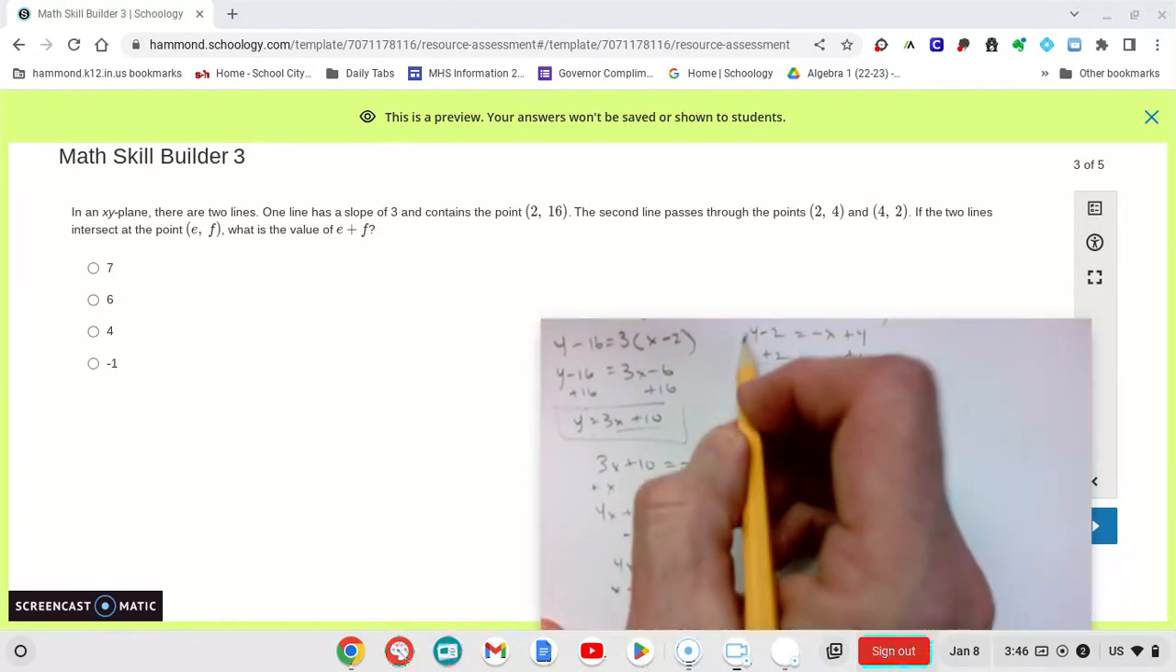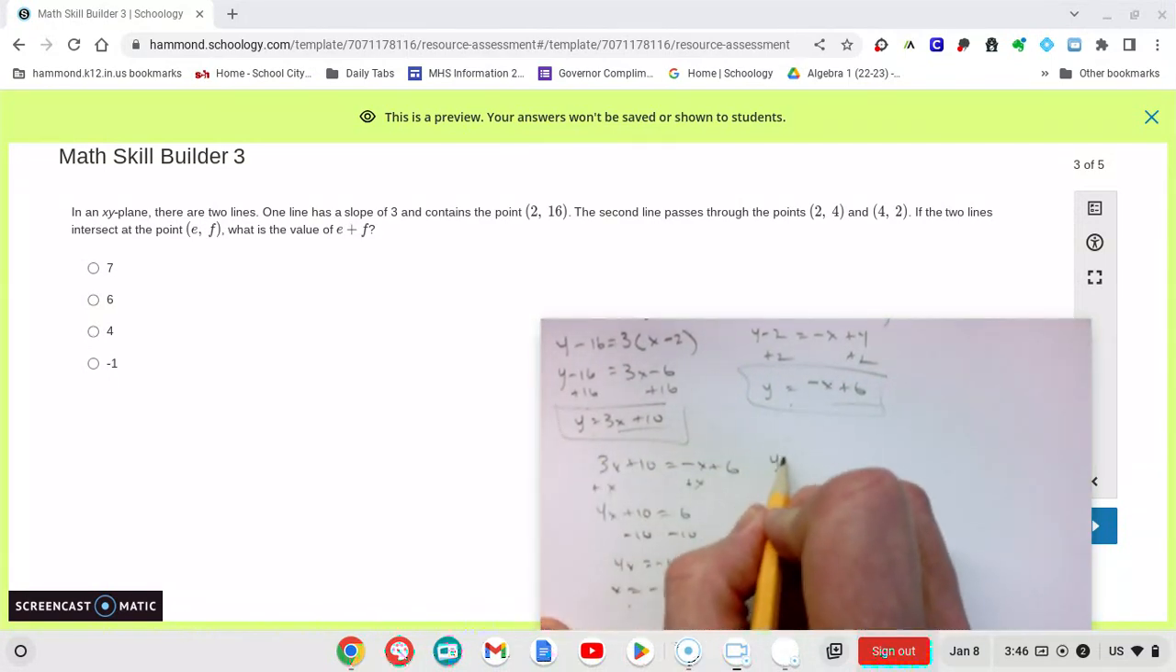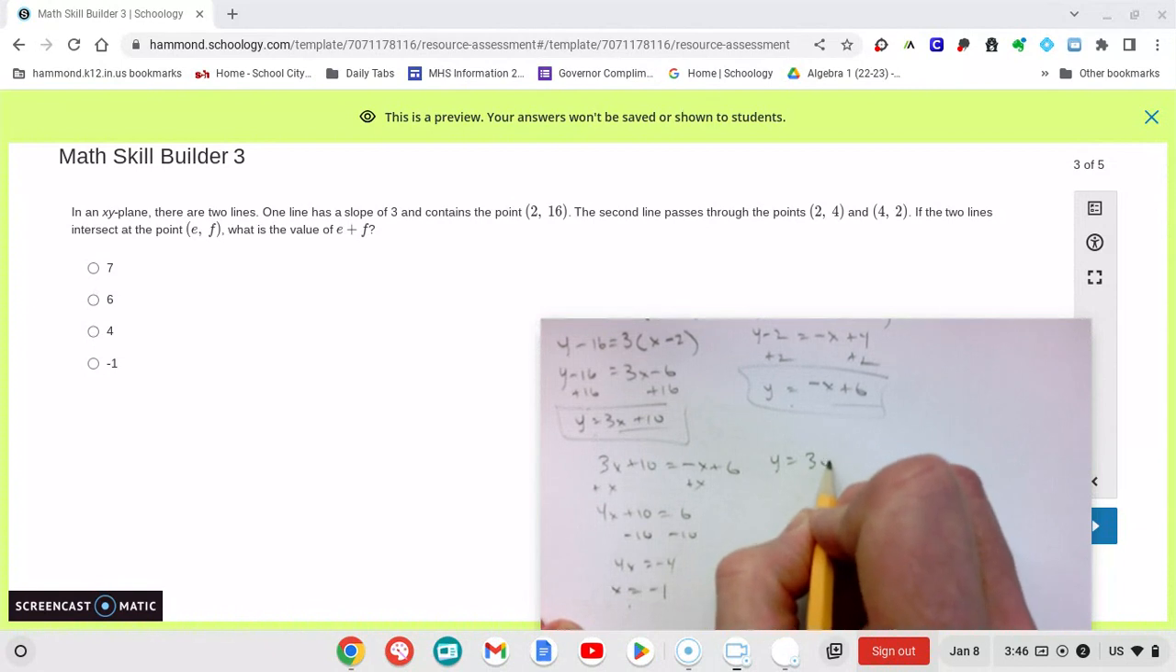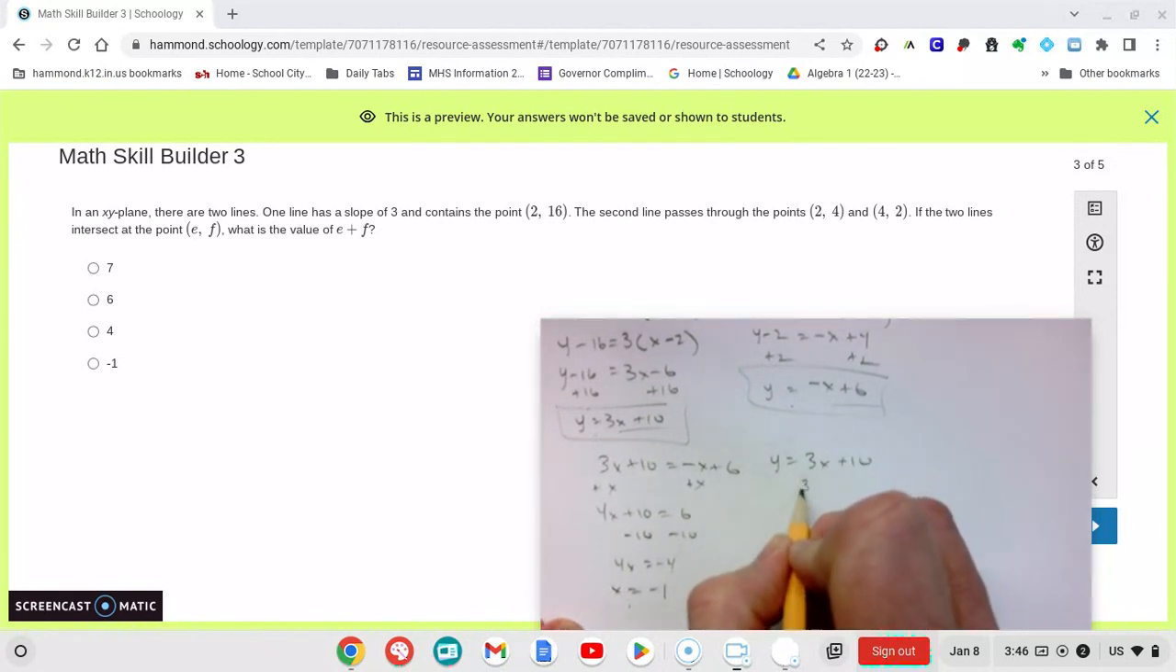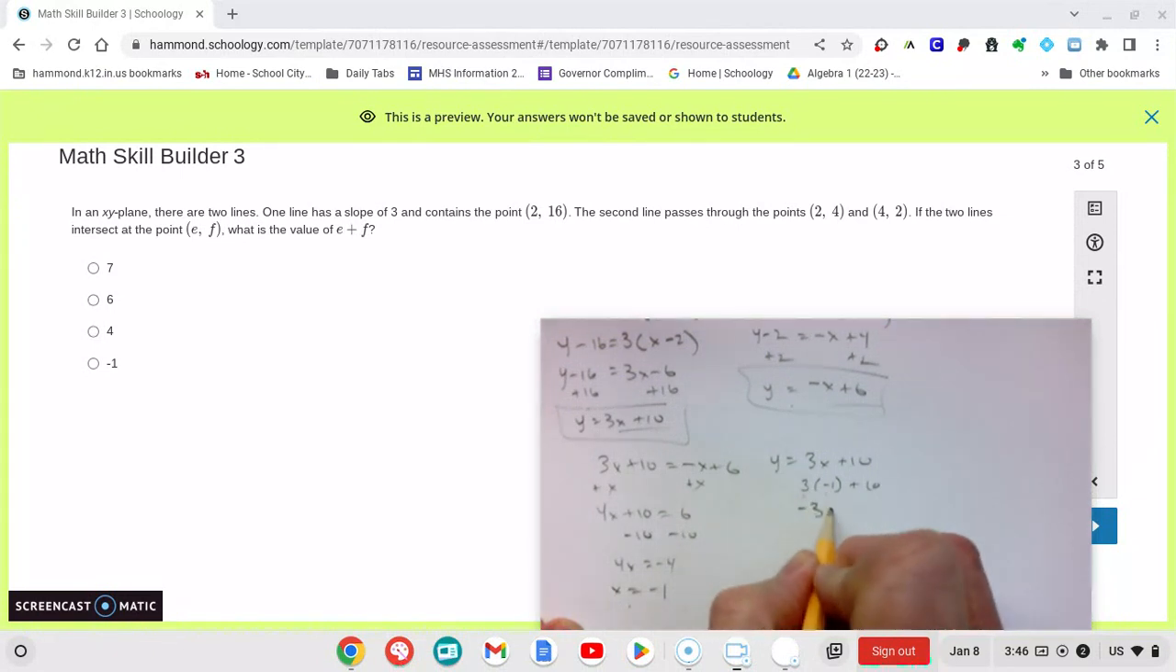Now you're going to take this x value and substitute it into either one of your original equations. Y equals 3x plus 10. Well, cool. X is negative 1. 3 times negative 1 is negative 3 plus 10. So y equals 7. So I have negative 1, 7 for my ordered pair, and negative 1 plus 7 is equal to 6.